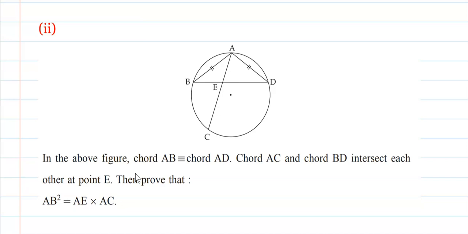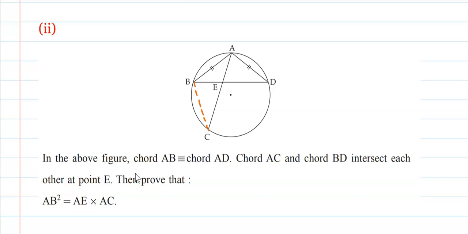Now here both chords AB and AD are congruent. It means that the corresponding arcs are also equal. And what do we want to prove? AB square. AB square means this is a side of triangle ABE, and AE is again a side of it, and AC is a side of the new triangle ABC. Therefore we will join here. Then we will consider the two triangles. Which two triangles? The first triangle is ABE and the second triangle is ABC.